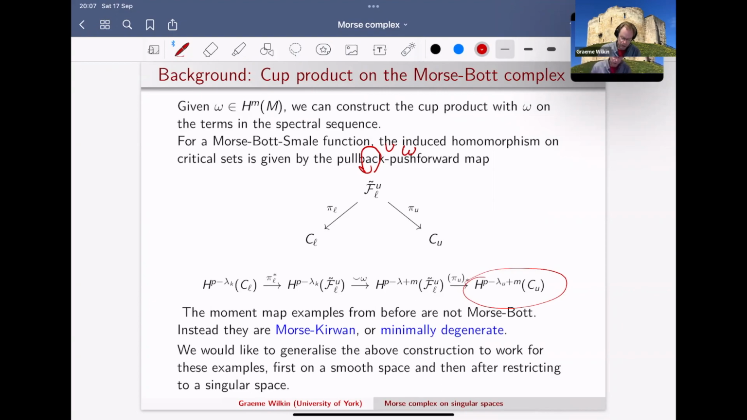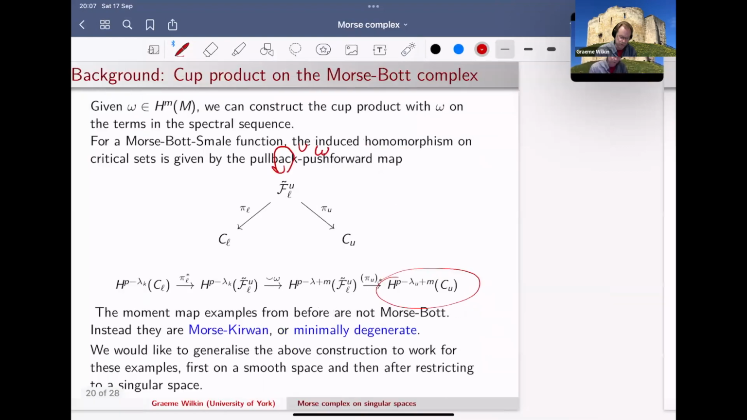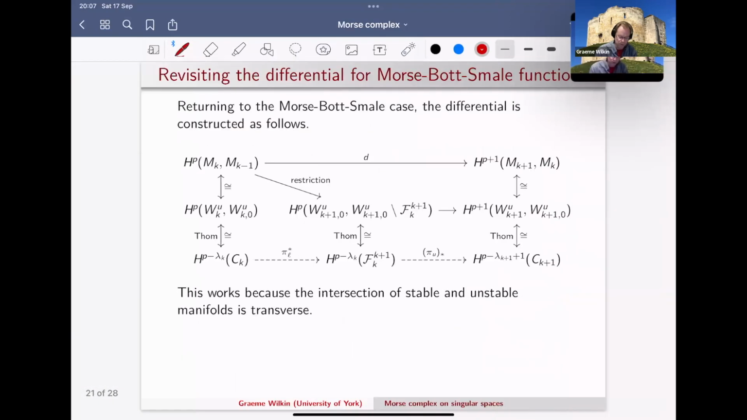Okay, so as I said before, the moment map examples from before are Morse-Bott. These are minimally degenerate. This is something that Kirwan studied many years ago, and it turns out to be true for the Atiyah-Bott example I mentioned before as well. So I'd like to understand how this construction works in this setting, first on a smooth space, and then after we do that, we want to restrict to a singular space, the motivation being these quiver varieties that I mentioned before.